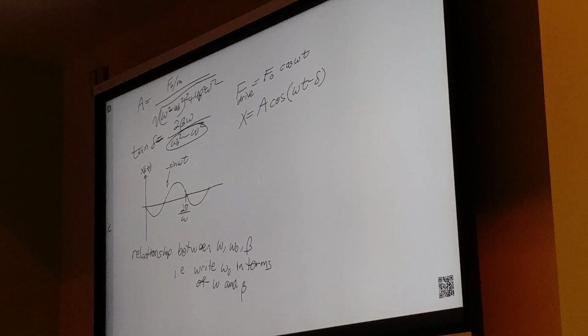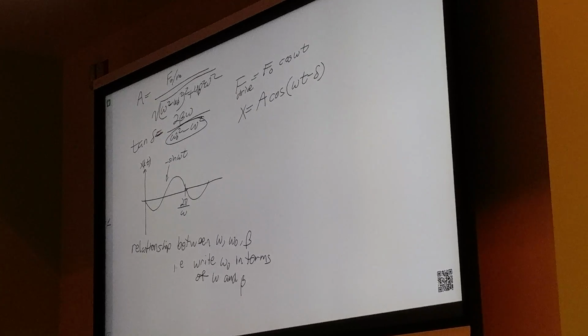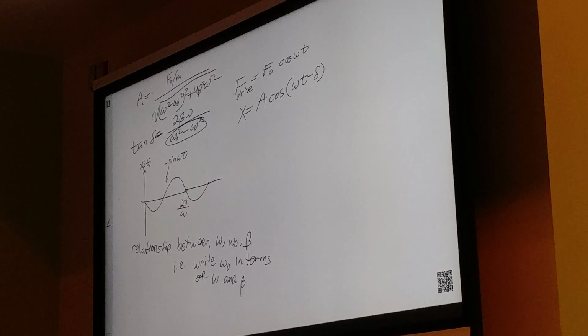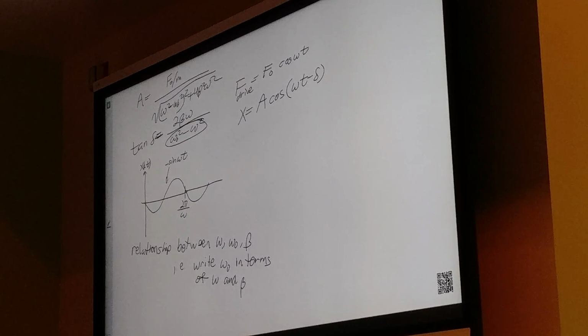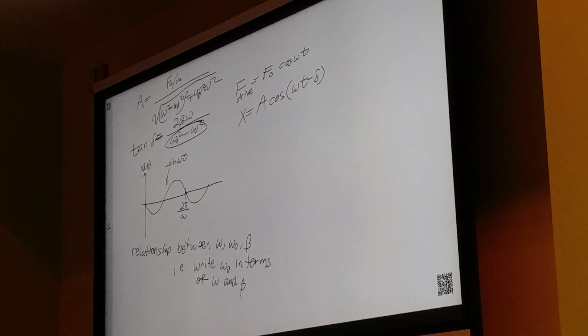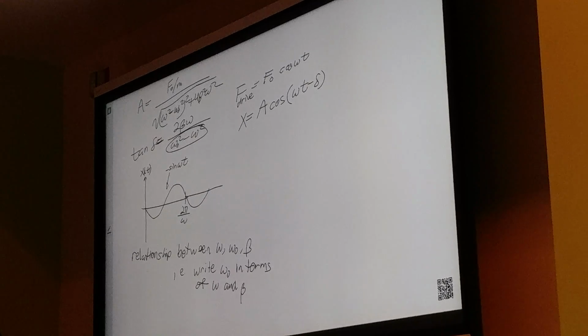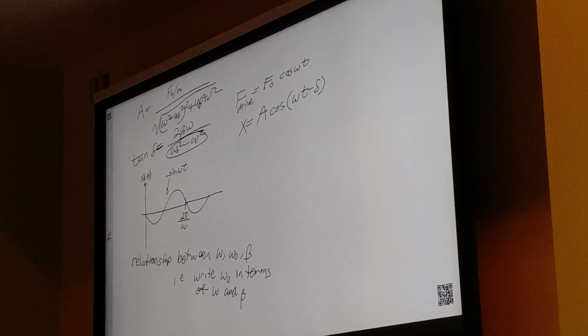Questions? No, because in the steady state, omega is the frequency of the driving force. Omega naught is the natural frequency. So the fact that it's in the steady state means that we'll always be moving at the frequency of the driving force. The frequency of the driving force may or may not be equal to the natural frequency. Is there a question back?